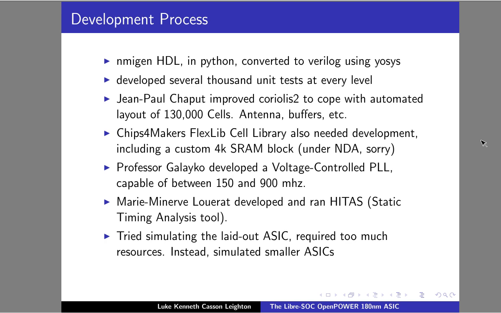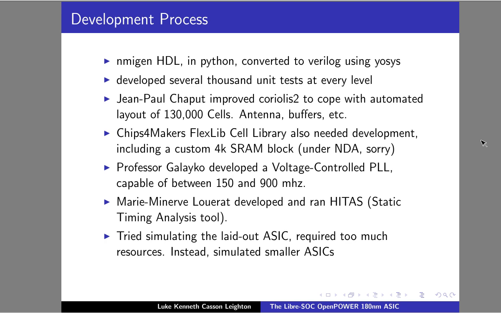So Jean-Paul Chaput improved Coriolis 2 to cope with automated layout of 130 cells. We handed him the HDL. He automatically created a GDS2 file, which is now reproducible, no manual intervention. But he had to do a significant amount of improvement to Coriolis 2 to cope, because the largest cell count it was able to do was about 10,000 cells. We're over 10 times that amount.